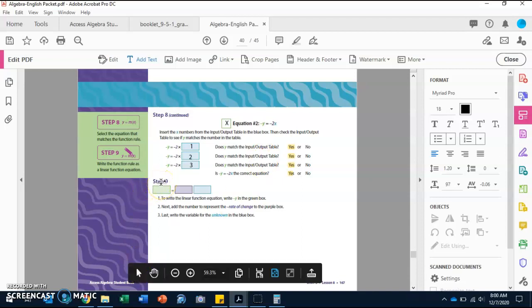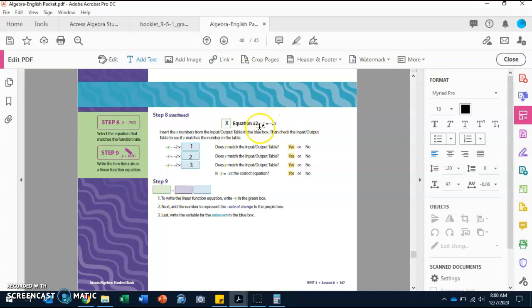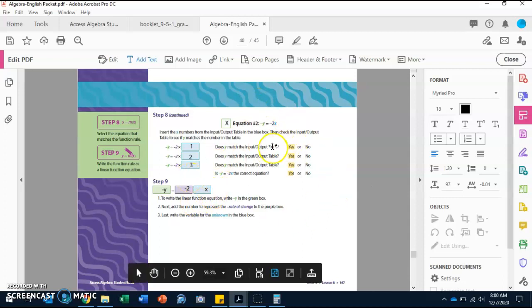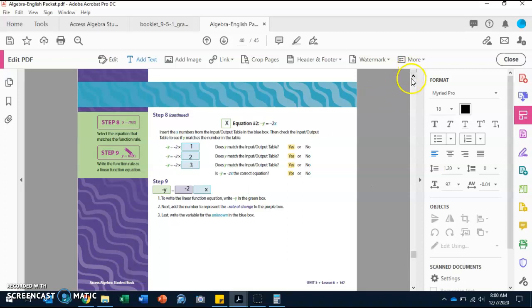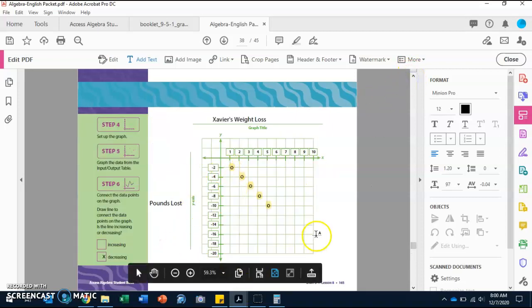So now here it says step 9. We're just going to write what it says right here. So we're going to put negative y equals negative 2x. This is just telling us that this is the equation we should use to continue figuring out the weight loss graph right here. That if we continue to use it, it's going to continue to give us the answers.